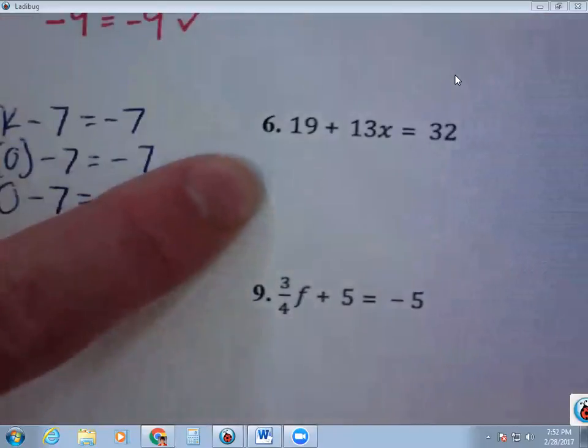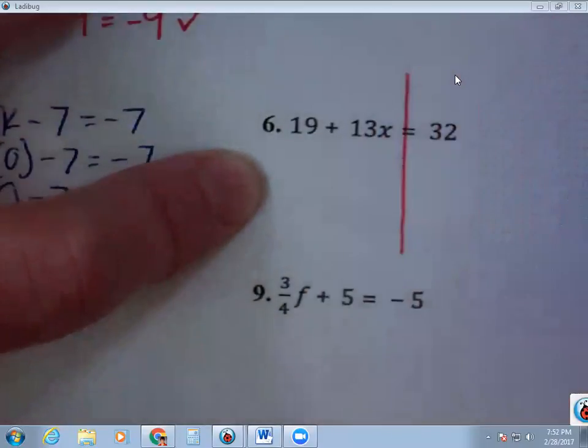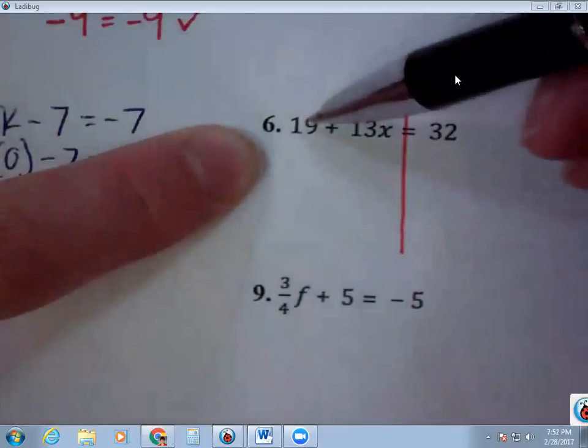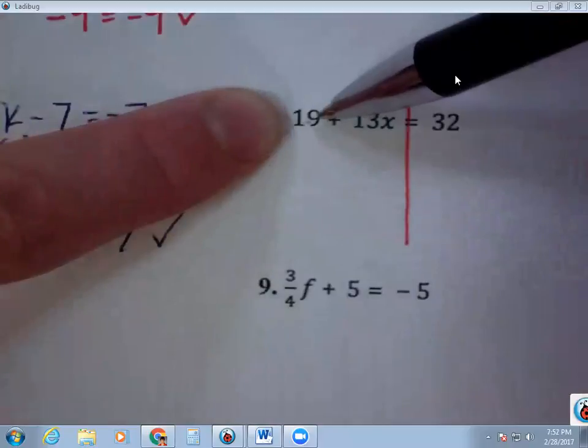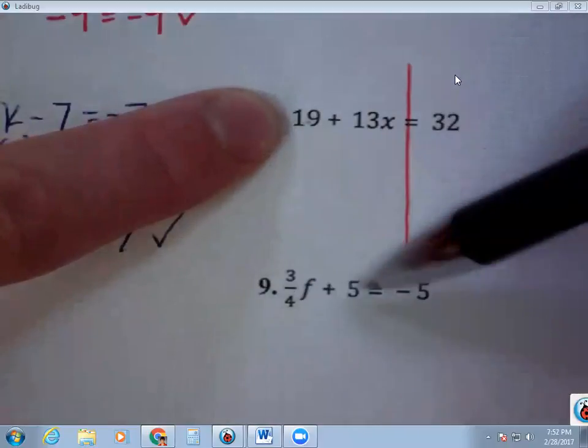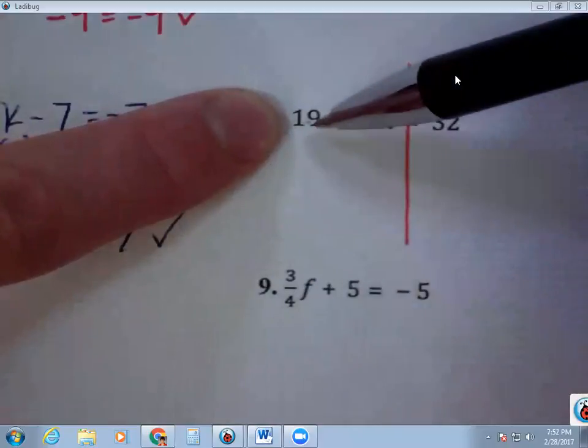Let's look at this one. Put a line down the side here, getting rid of my constant. Now, it's okay if the constant's on the outside. That's why I chose to show you this one, because sometimes people freak out when they see the 19 over here and they're used to seeing the constant in here. But guess what? You treat it exactly the same.